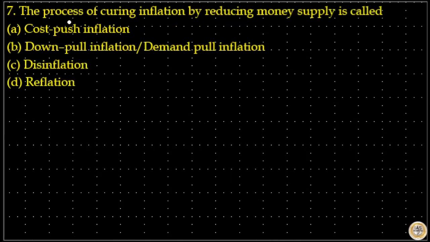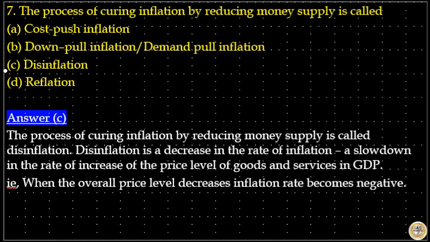Next is question number 7. The process of curing inflation by reducing money supply is called, options are cost push inflation, demand pull inflation, disinflation or reflation. The answer to this question is option C, that is disinflation. The process of curing inflation by reducing money supply is called disinflation.